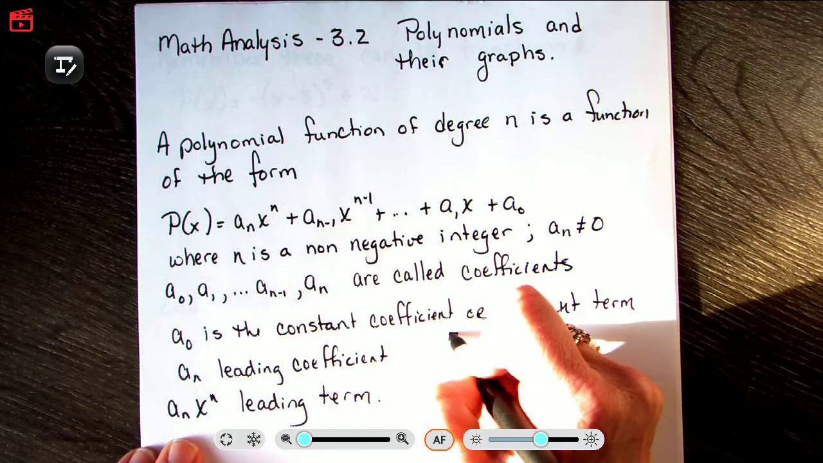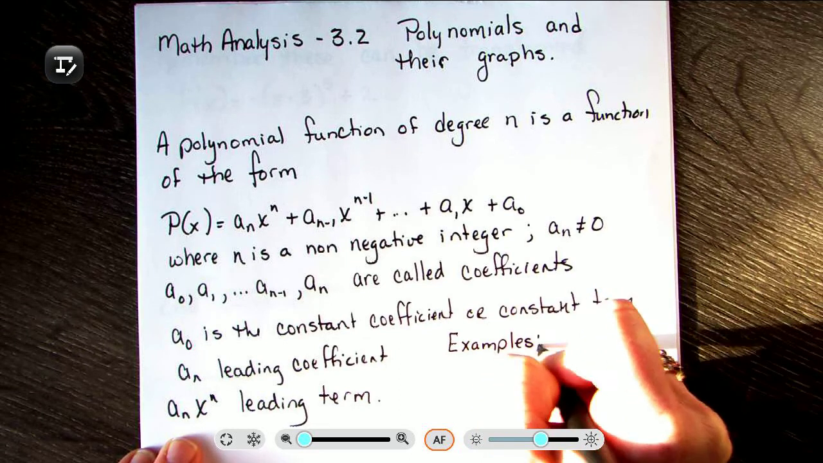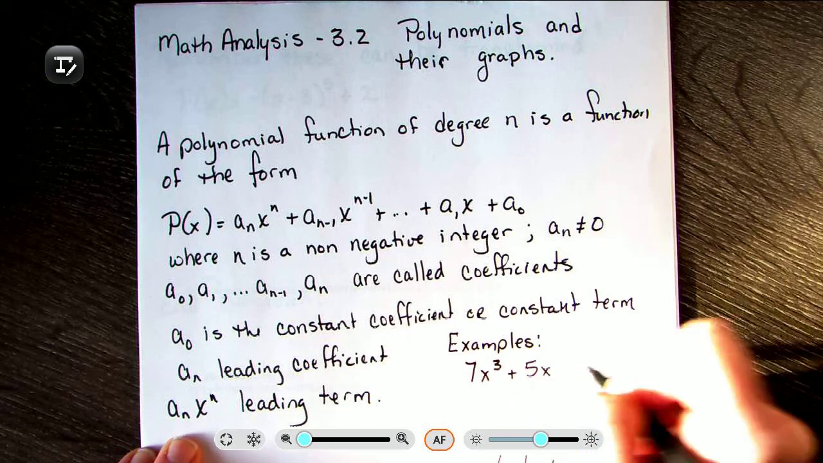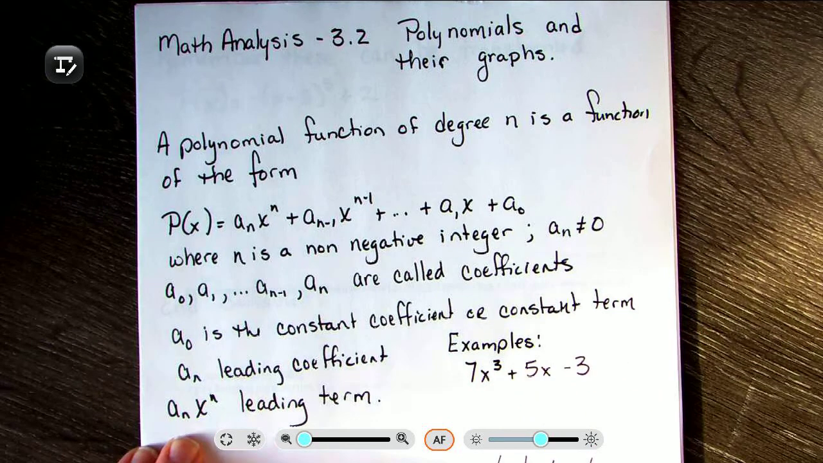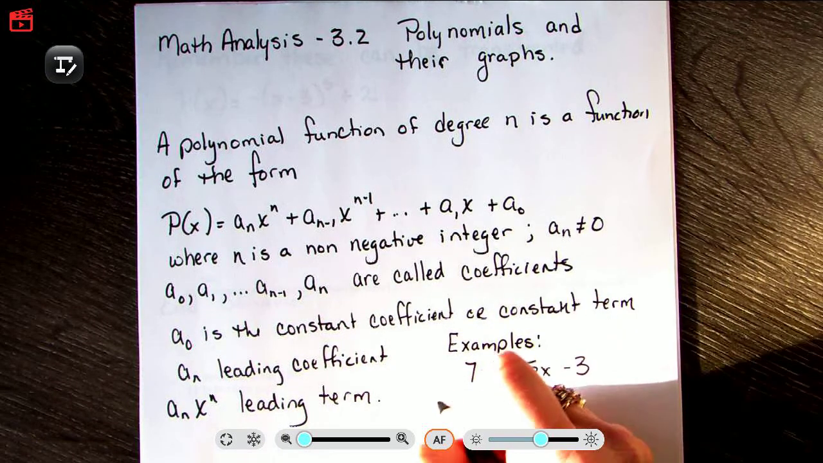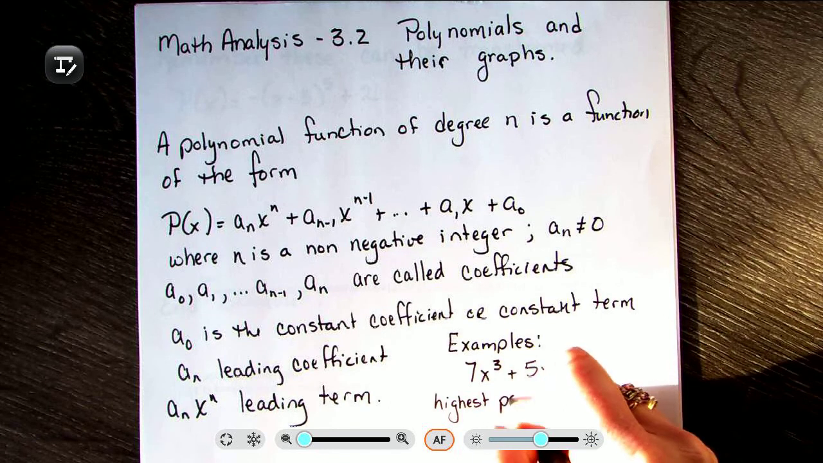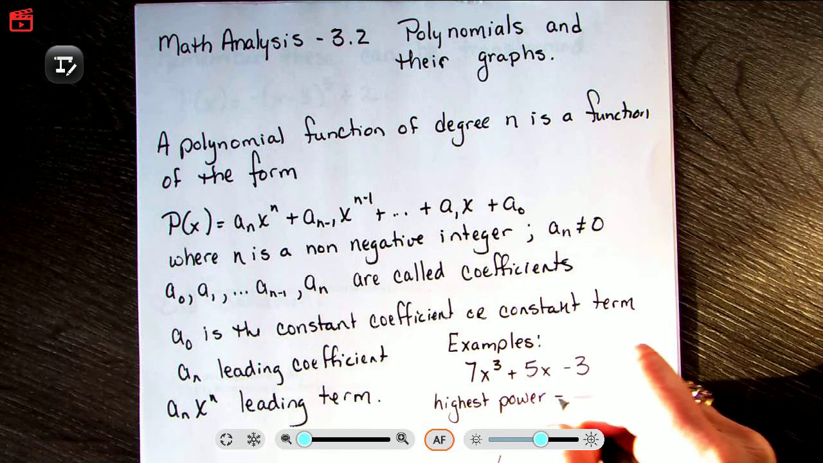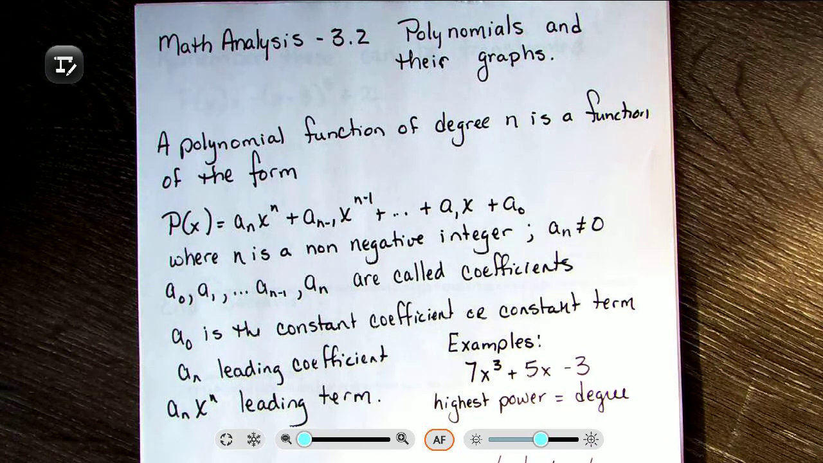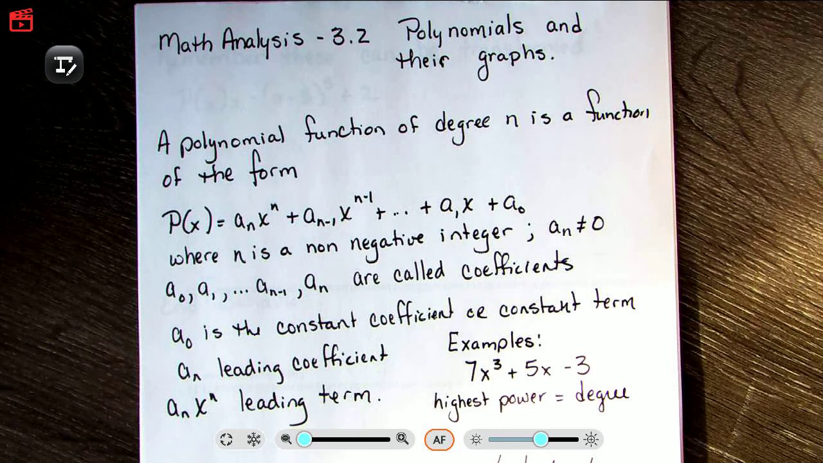Some examples: 7x cubed plus 5x minus 3. There's an example of a third degree polynomial, so the highest power is going to be the degree of your polynomial. So with 7x cubed, this would be a third degree polynomial.